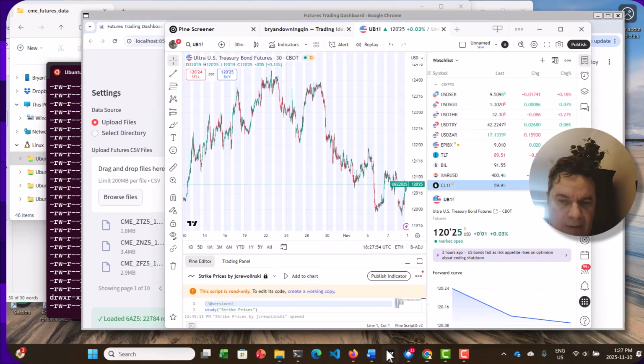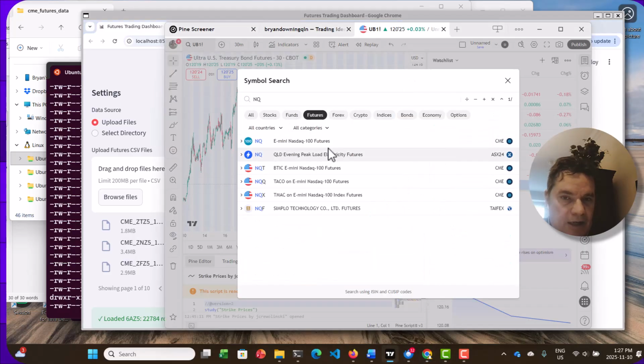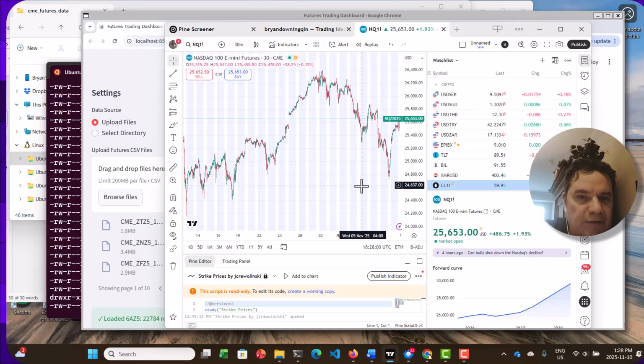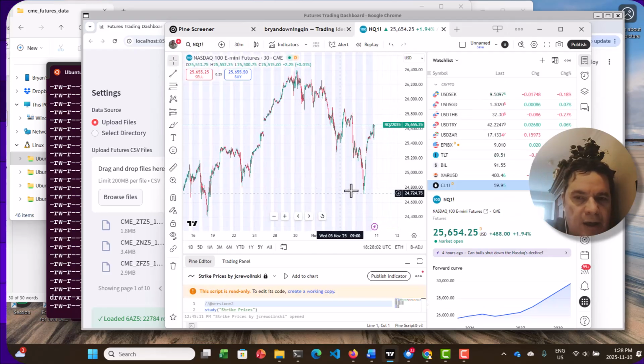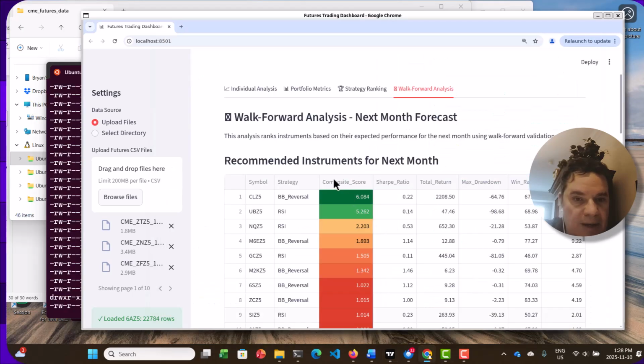NQ. Let's see what this is. Again, it's just looking at data, looking for trends, and looking for processes. So you can see here a pretty decent spike from 24,700 to 2655. That's a pretty good spike. So there might be some solid momentum there in NASDAQ. Gold as well. Let's check that one out.